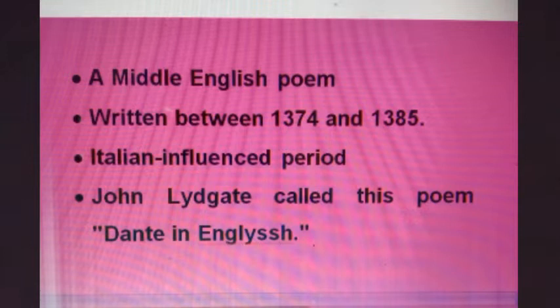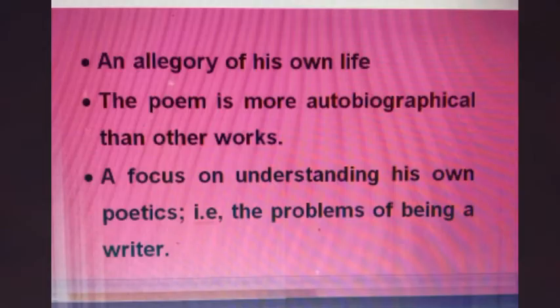And the poem is an allegory of Chaucer's own life. The poem is more autobiographical than other works because Chaucer uses his own name in this poem. The persona in the poem, the narrator, is Chaucer himself. So we can say the poem is more autobiographical than his other poems.